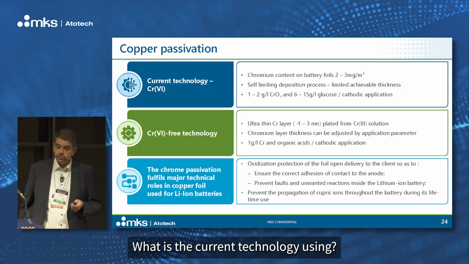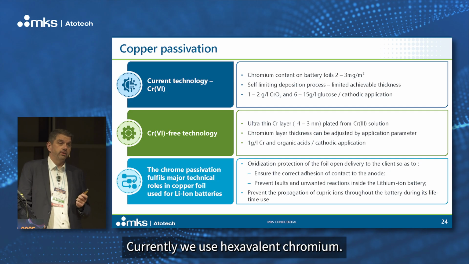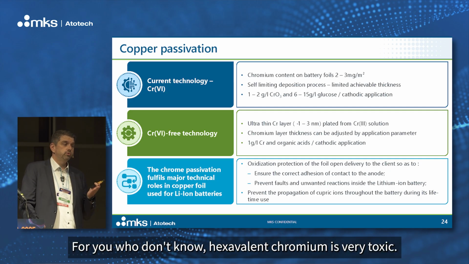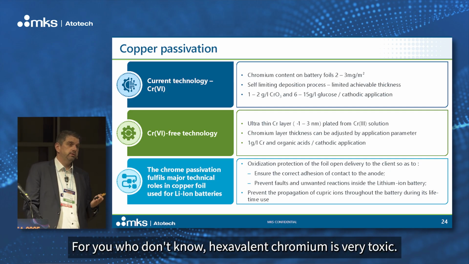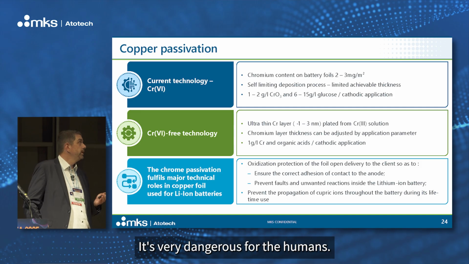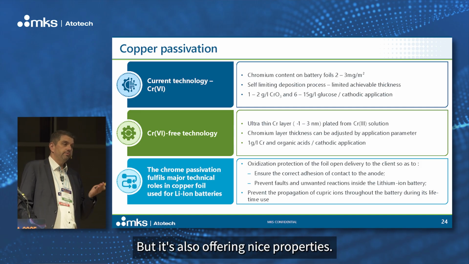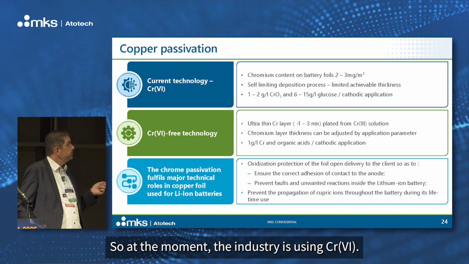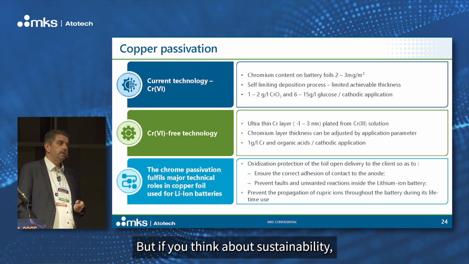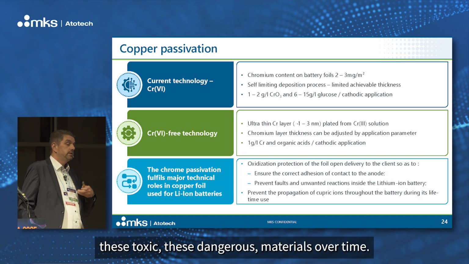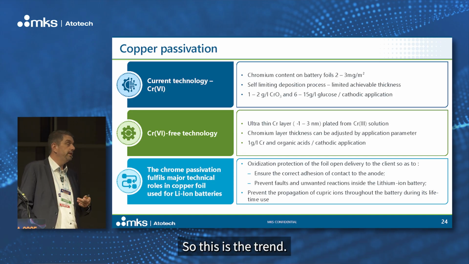What is the current technology using? Currently we use hexavalent chromium. For you who don't know, hexavalent chromium is very toxic, it's very dangerous for humans, but it's also offering nice properties. So at the moment the industry is using Chrome 6, but if you think about sustainability, we need to replace these toxic, these dangerous materials over time, so this is the trend.